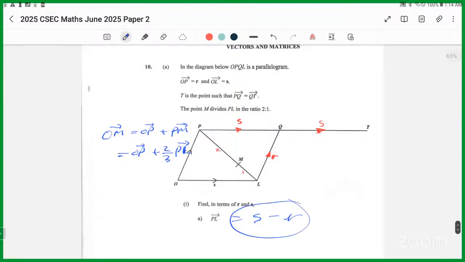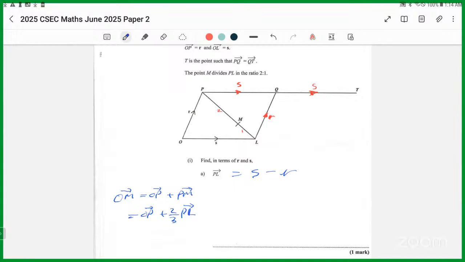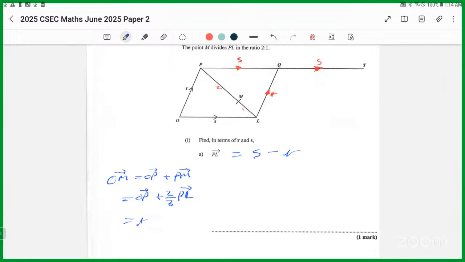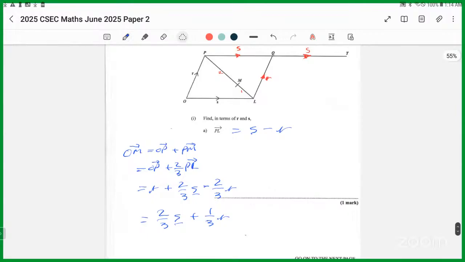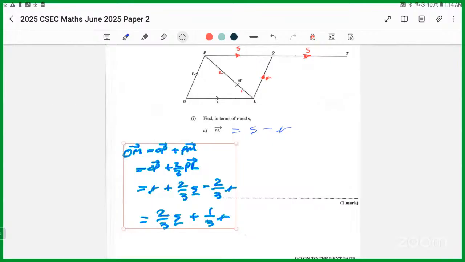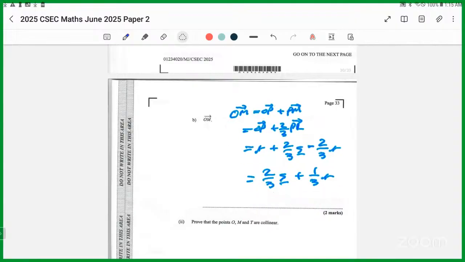I can put the calculation down here. So the OP is R. So that's R plus 2/3 of PL, which is 2/3 of S, and then 2/3 of the minus R is minus 2/3 R. If we consider these 2 R values, R minus 2/3 R is 1/3 R. So this becomes 2/3 S plus 1/3 R, and that is your vector OM right now. That is the vector OM.